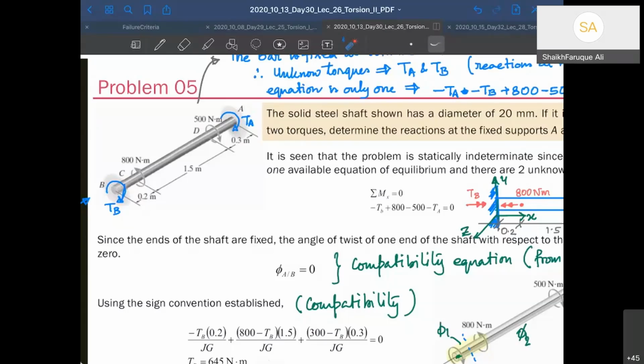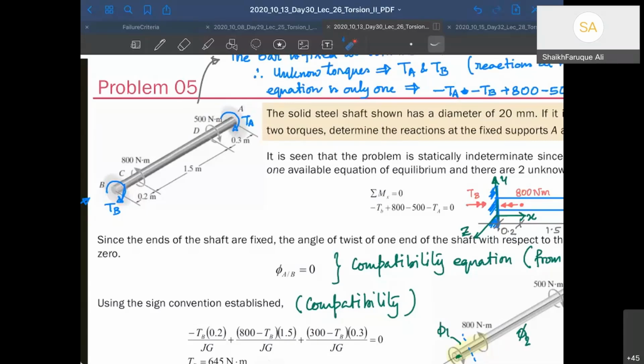What is the degree of indeterminacy? The degree of indeterminacy is the number of unknowns minus the number of equations I have. So it's going to be 2 minus 1, which is 1. So I need to find one more equation from my compatibility equations or my deformation equations, right? If I get that, then my solution is available. Now, before I go to that, let me write the equation of equilibrium itself.